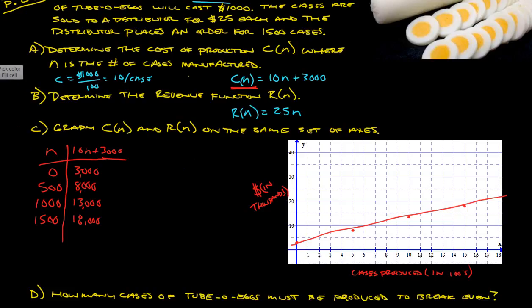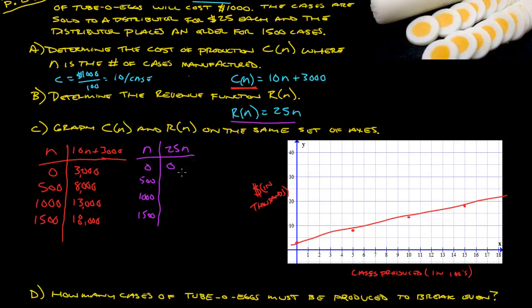Let's do this other one here, and let's do it in purple, something that'll show up. So revenue is going to be this one here in purple, and that's going to be 25N. So let's do the same numbers here. So 0, 500 cases, 1,000 cases, and 1,500 cases. This is what we're taking in.